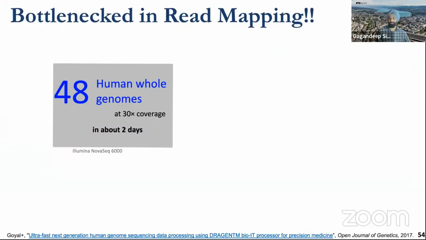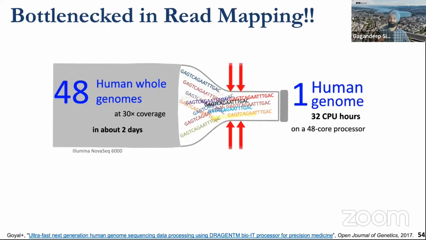And we observed, as a couple of works have shown, that sequencing machines are doing quite well right now compared to the rest of the steps in the complete genome pipeline. For example, a sequencing machine can sequence 48 human genomes with a 30x coverage in about 2 days. However, now we are bottlenecked by the read mapping step, where we can process only one human genome in 32 CPU hours on a 48 core processor. So it's really a big problem. And there have been a lot of efforts to efficiently overcome this bottleneck.